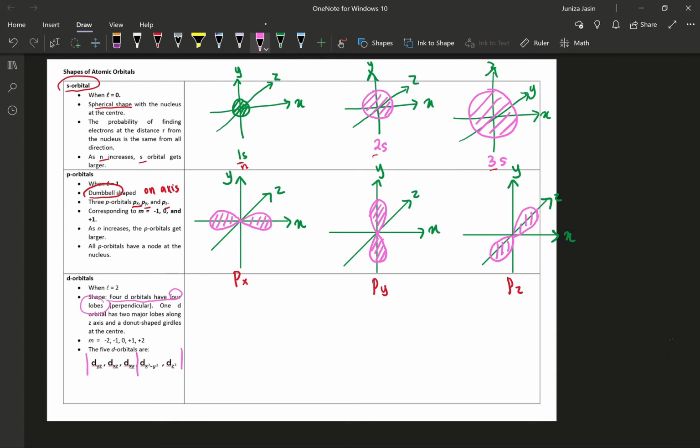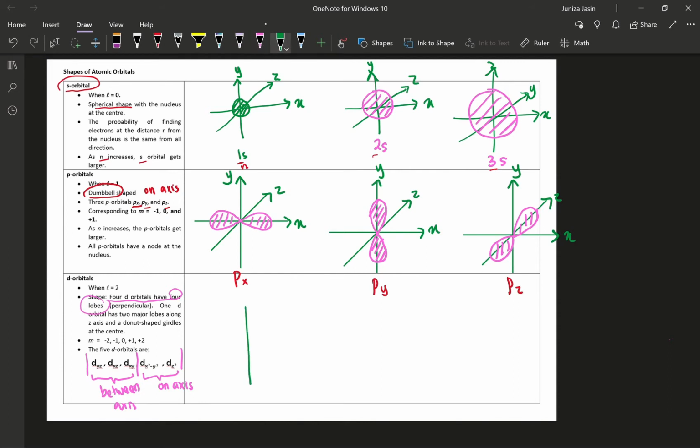So, if you want to draw the shape of dx squared minus y squared and dz squared, you have to draw on the axis. And for these two shape is in between axis. So, kita start dengan drawing shape di atas axis dulu. For example, dx squared minus y squared.